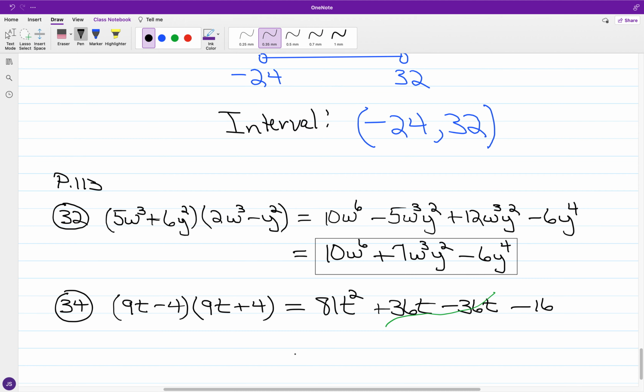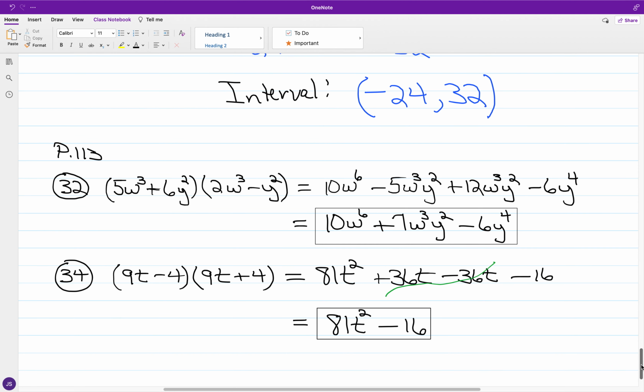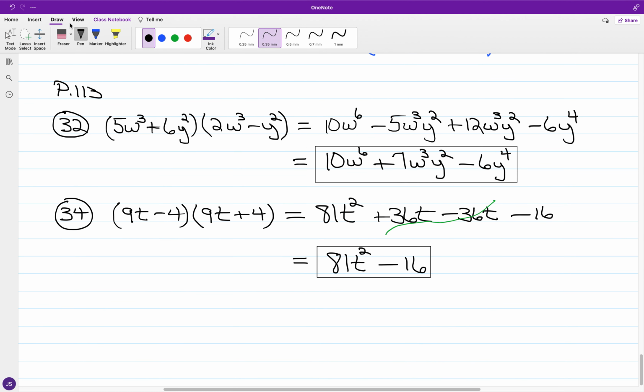And again, the first order variable terms cancel, and so the product becomes the difference of squares, where we have 81t to the second minus 16. And just kind of the remaining portion here, and this serves as a reminder.